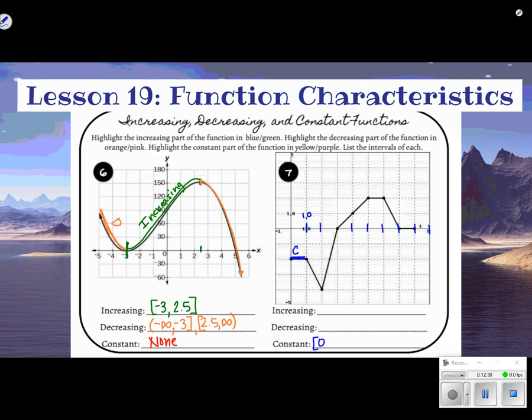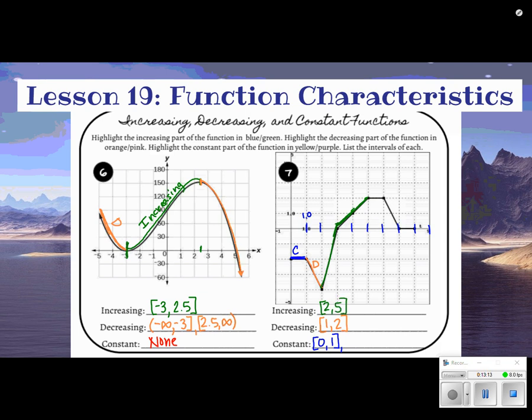So between 0 and 1, I'm constant, and then I pick up a decrease. So decrease is orange. So I'm decreasing here from 1 to an x value of 2. So from 1 to 2. And then I'm increasing, and I'm increasing starting at 2. I'm going up, up, up, up, up. I'm still increasing even though my rate of increase has changed. I'm still increasing all the way through. So I started at 2, I went through 3 and 4, and I'm stopping at 5. So from 2 to 5, I am increasing.